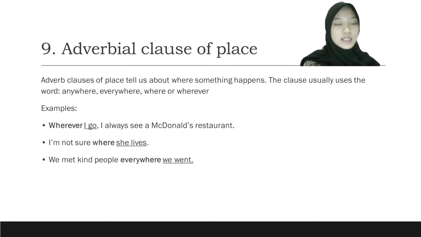And the last one is adverbial clause of place, and this is so easy. Adverb clauses of place tell us about where something happens, and the words usually used are everywhere, anywhere, where, or wherever. And there are some examples. Wherever I go, I always see a McDonald's restaurant. I'm not sure where she lives. We meet kind people everywhere we went.